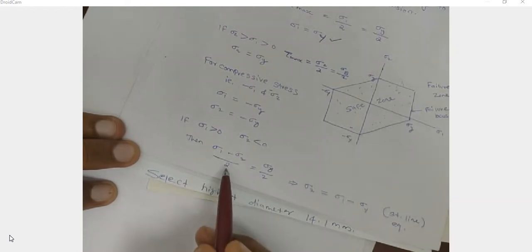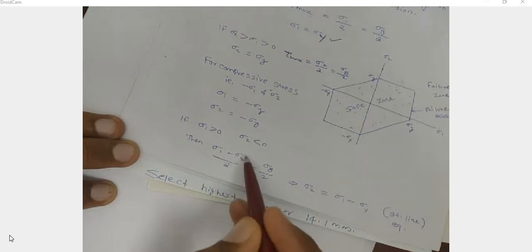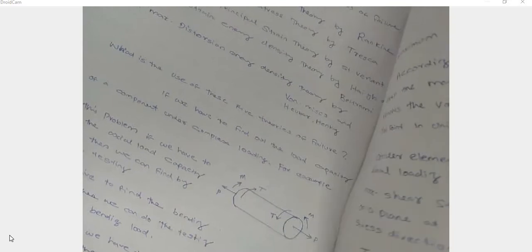And one is greater than 0 and another one is less than 0. Then we can write sigma 1 minus sigma 2 by 2 is equal to sigma y by 2. So this one, sigma 1 minus sigma 2 by 2, is nothing but tau maximum. Already we calculated tau maximum. So tau maximum is equal to sigma y by 2. From this we got sigma 2 equal to sigma 1 minus sigma y. So using these values we can plot this safe zone and failure zone.